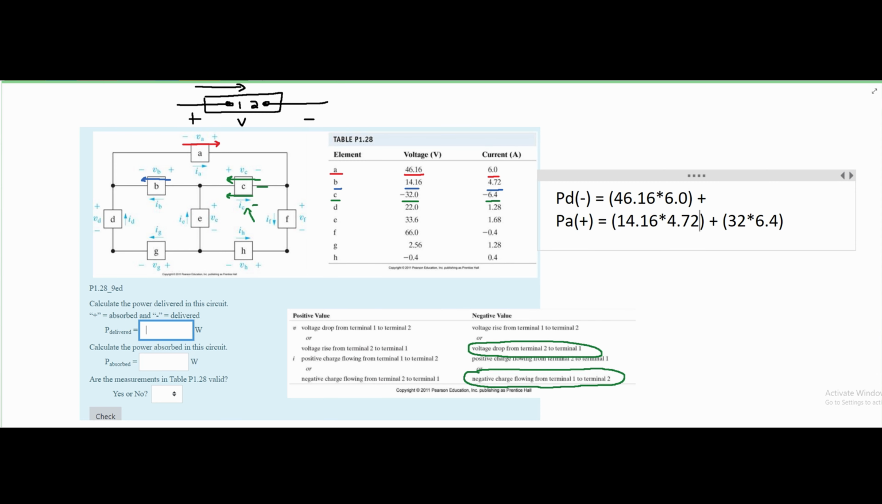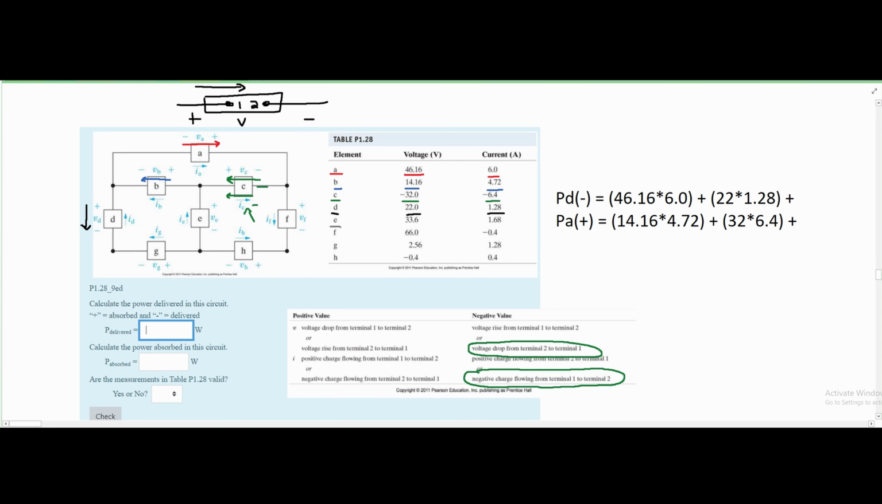When we look at part D, doing it in black, we have 22.0 and 1.28. We have no signs here, so we're just going to look at it. We see that our voltage is going from positive to negative down this way, and then we see that our current is going the opposite way. Since our current is going the opposite way of our voltage, we know that this is being delivered. Since it's being delivered, we are going to have it added up here.